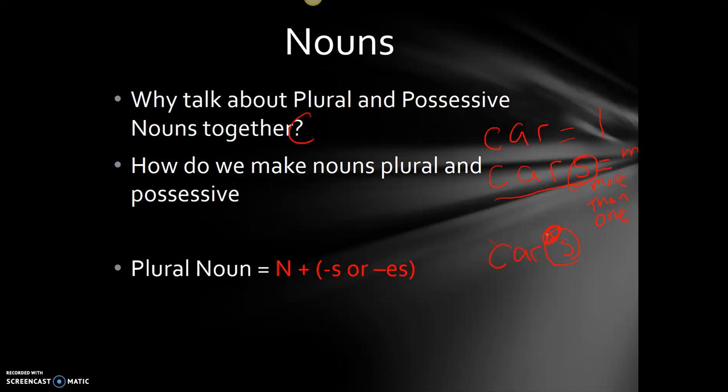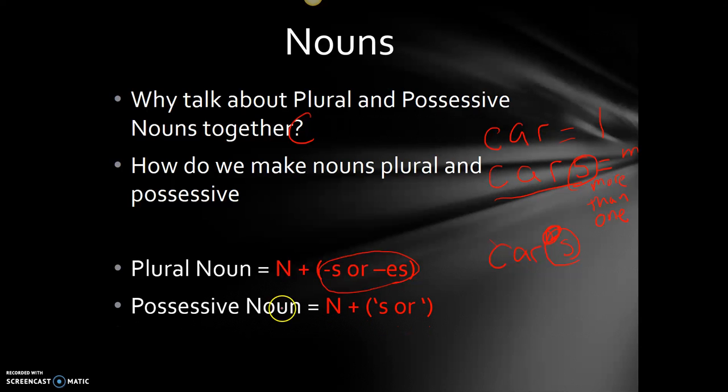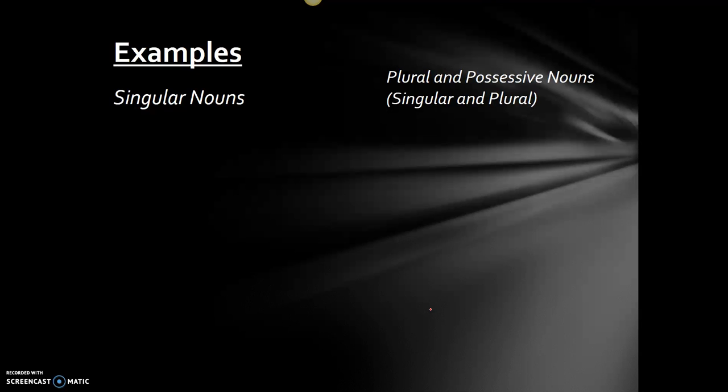So for you math people, I have a little formula down here. A plural noun is you're going to take the noun and you're going to add an S or an ES. And there are some rules about when you add each of these, which we will talk about, or I have a little map for you in a minute. For possessive nouns, for you math people, you are going to take your noun and add an apostrophe S or just an apostrophe. That will make more sense in a minute when I explain when you use either one of these. So hang in there with me. Here we go. So here's some examples.